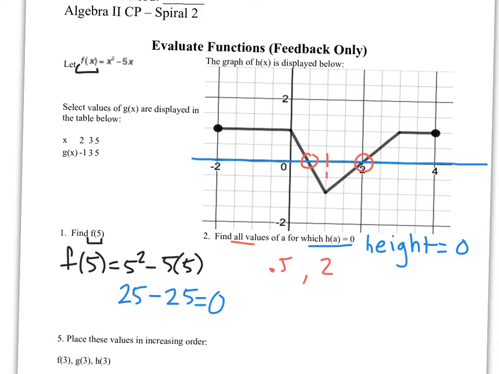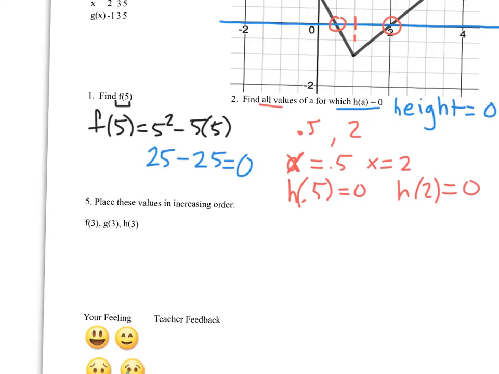I could write this either as just the numbers. I could write this as a or x, depending on if you cross it out with an x, is equal to 0.5 and x equals 2. I could also write this as h of 0.5 is equal to 0, or h of 2 is equal to 0. Any of those different ways would be totally fine to write this for a problem.